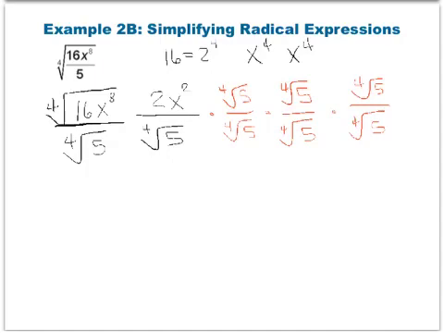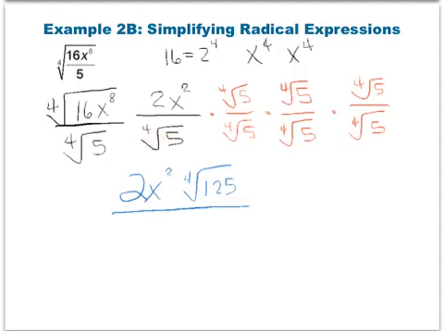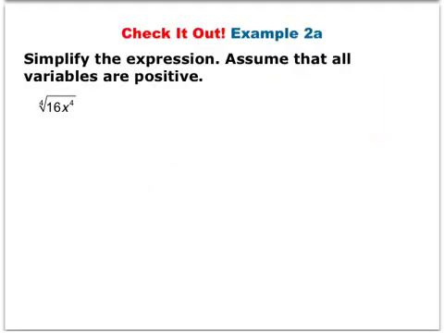Now the numerator is simplified. The denominator is now simplified. So I have 2x squared times the 4th root of 5 times 5 times 5, which is 125, over, I have the 4th root of 5, 1, 2, 3, 4 times, so it's over just plain old 5. And we are done. Okay, you try this one.